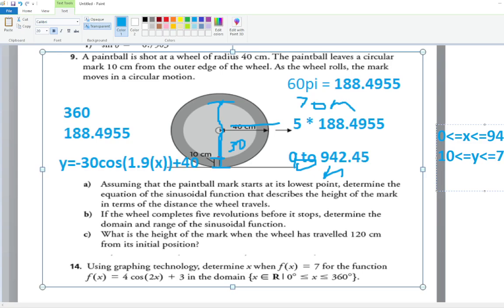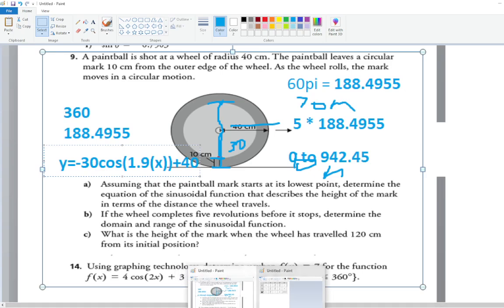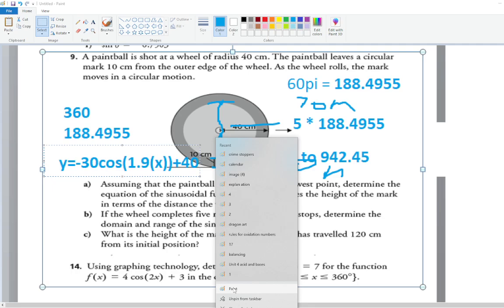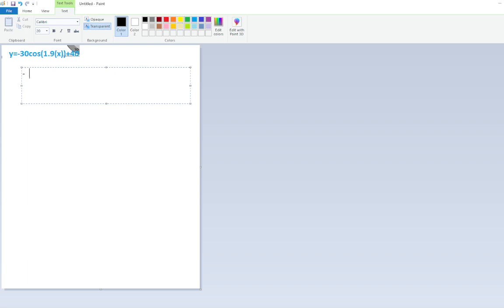So that's my range. If the wheel completes, what is the height of the mark when the wheel has traveled 120 millimeters from its initial position? So you have to use the actual equation that we figured out. 120 is an x value because x is measuring the distance. So we're going to put this in. We want to know how high that mark is when x is 120. So we have to do this: minus 30 times cos of 1.9 times 120 for x, plus 40.